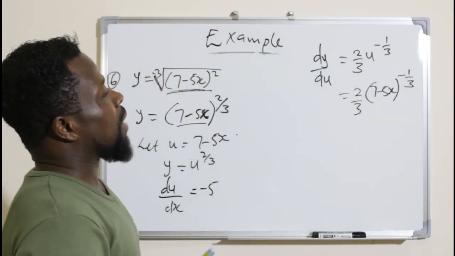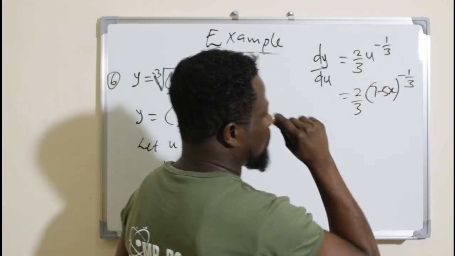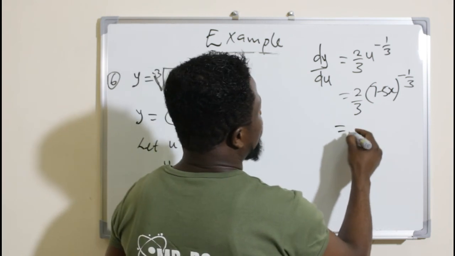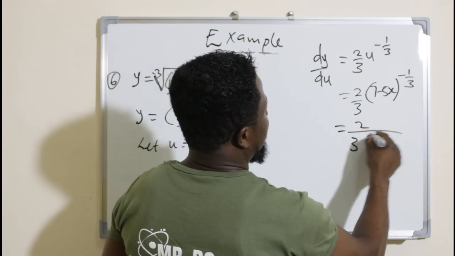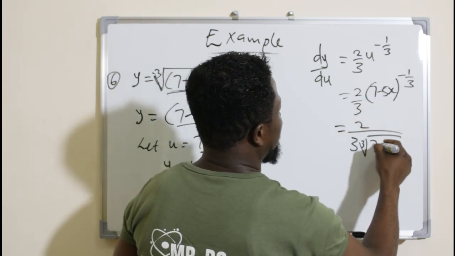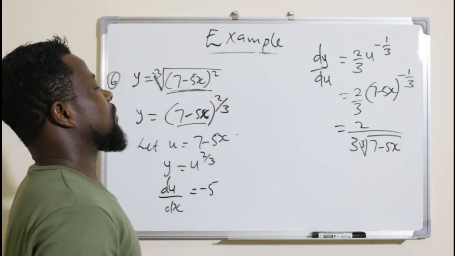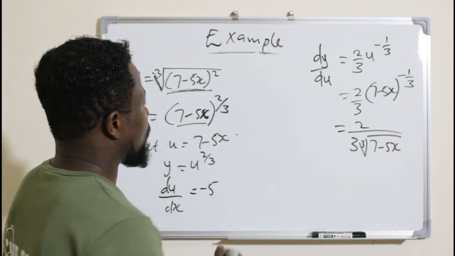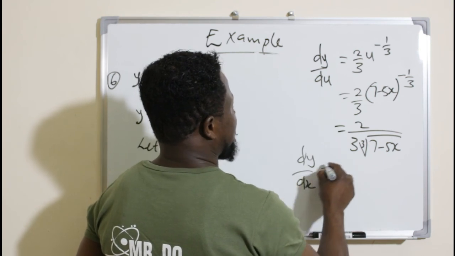And now remember, once we have a negative exponent, we can change it and make it become a positive one by saying that this will become 2 over 3 into the cube root of 7 minus 5x. Right. Let's go back and now apply our chain rule.